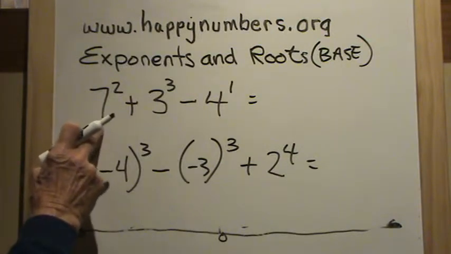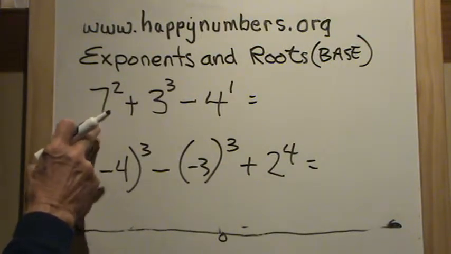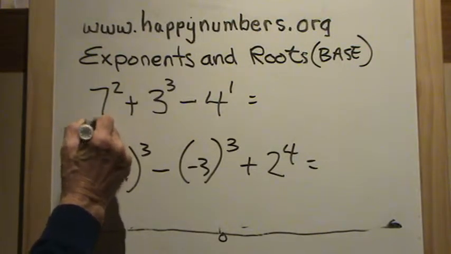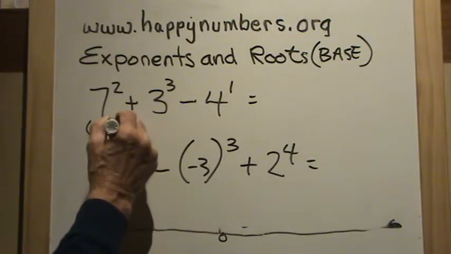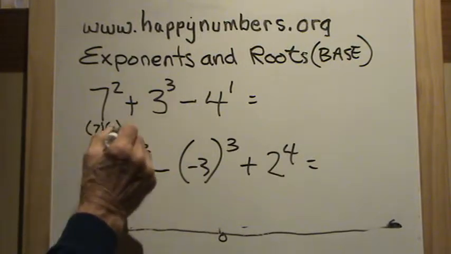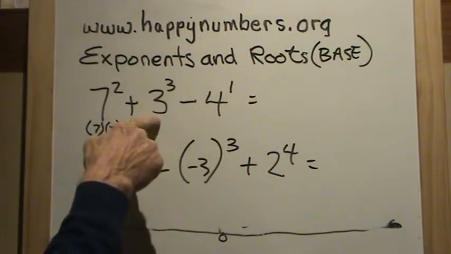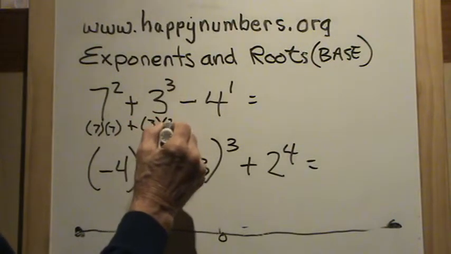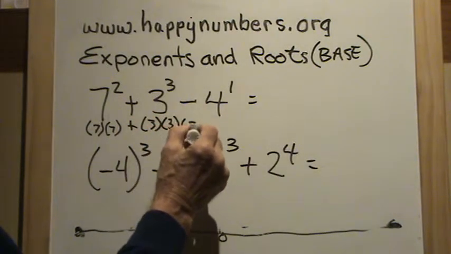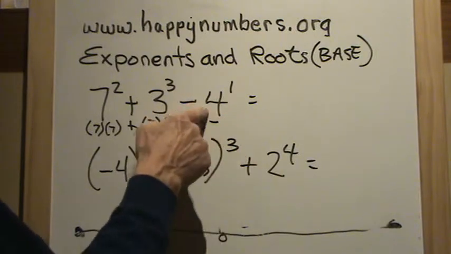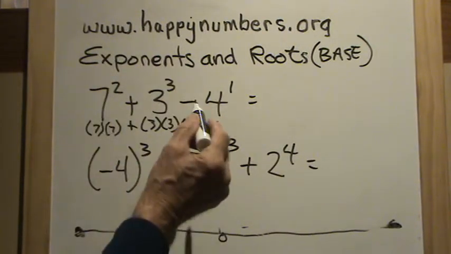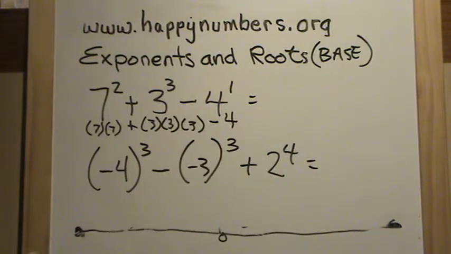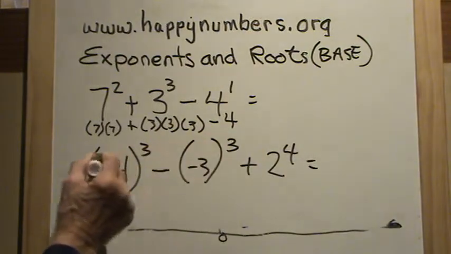All right, let's take a look at this. 7 to the second power is 7 times 7, plus 3 to the third power is 3 times 3 times 3, minus 4 to the first power. Well, we know 4 to the first power is just 4. So I'm going to carry the problem out over here.